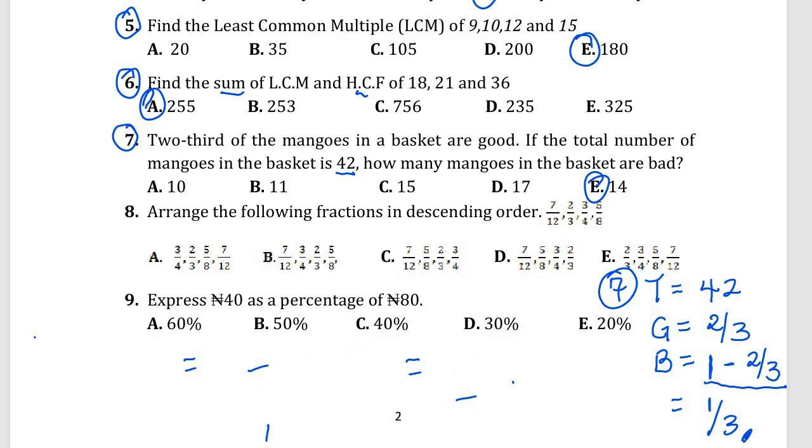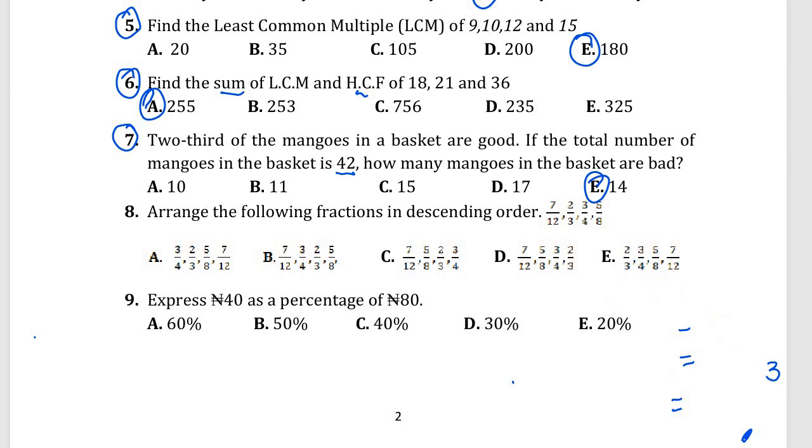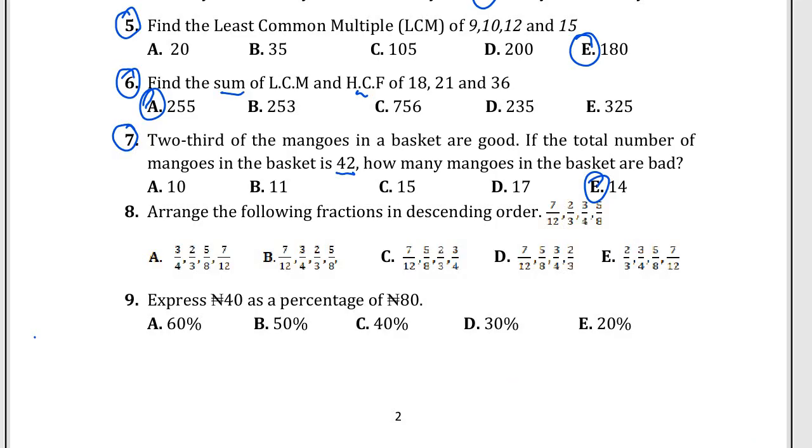Let's look at question number 8. Question 8 says, arrange the following fractions in descending order. For arrangement of fractions, you can be asked to either arrange in descending or ascending order. Now, descending here means from the biggest to the smallest.